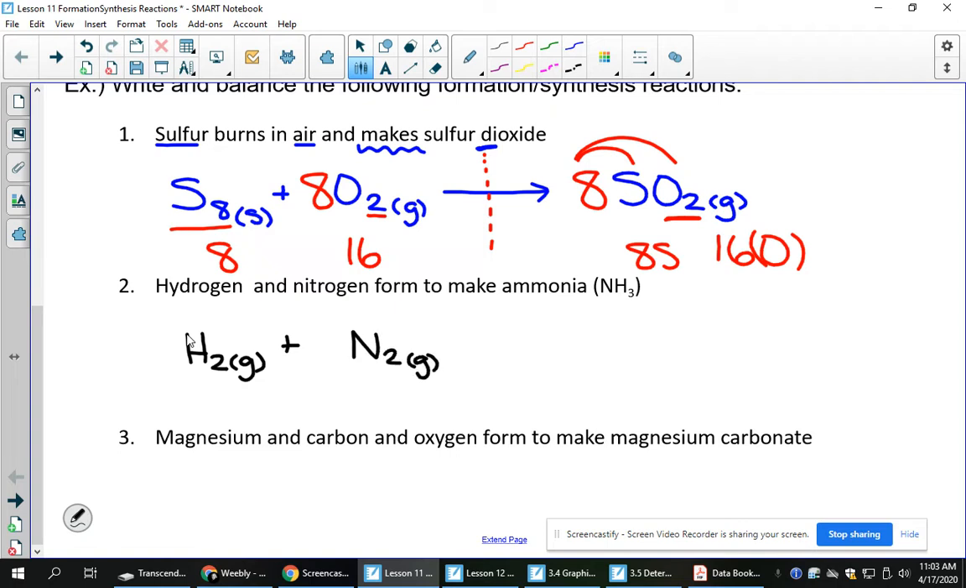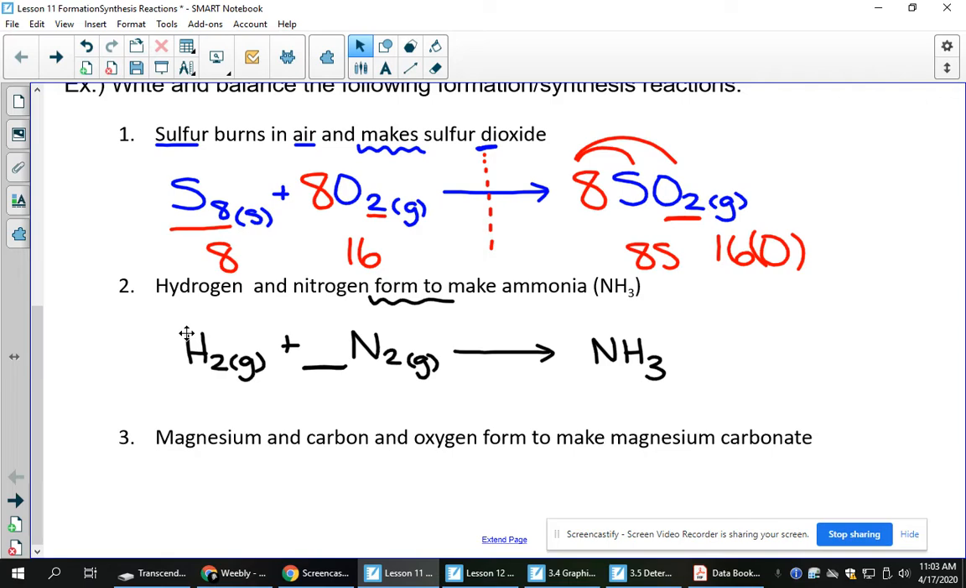A little hint when you're writing these, leave a little space, because remember we might need to put numbers in front. These are forming, so that's where your equal sign goes, ammonia, or NH3.